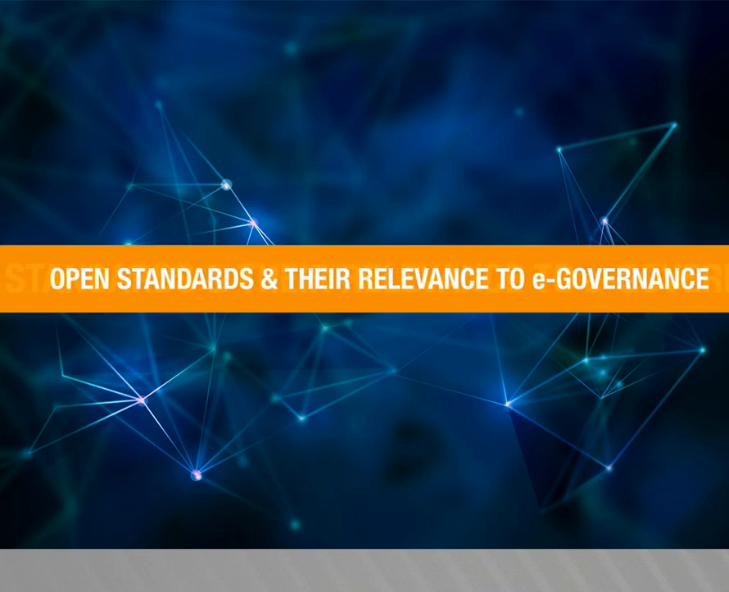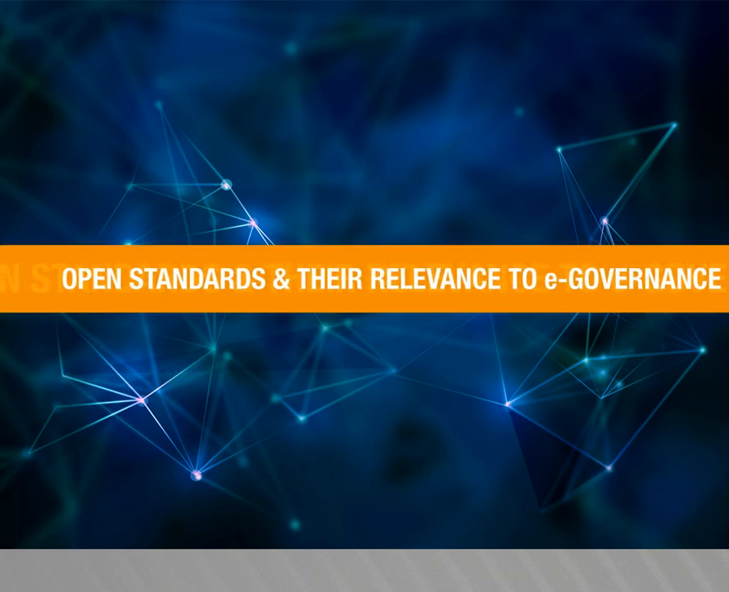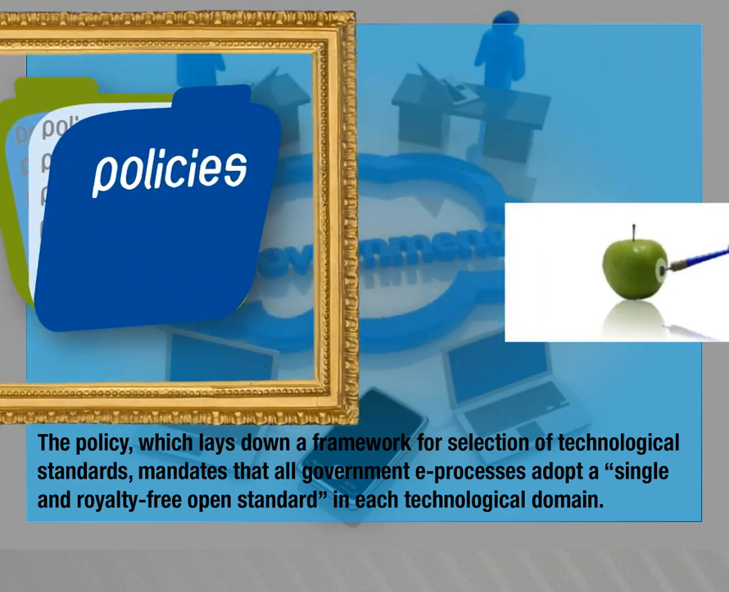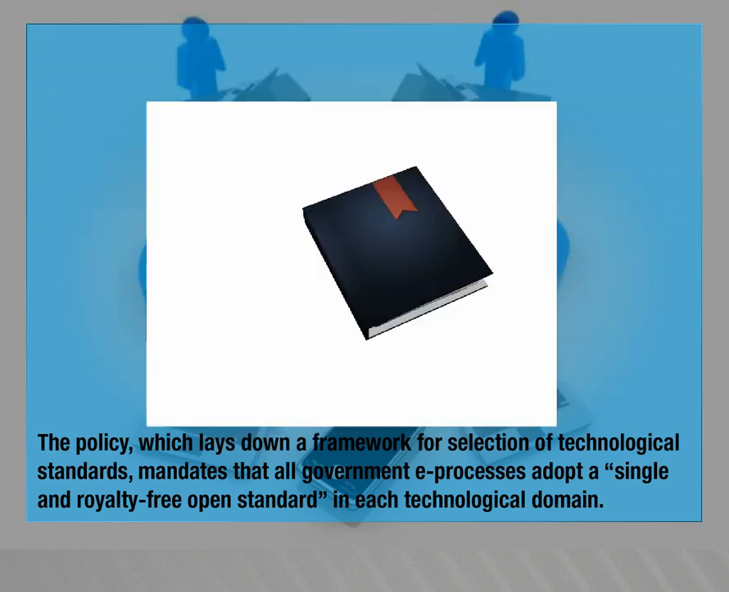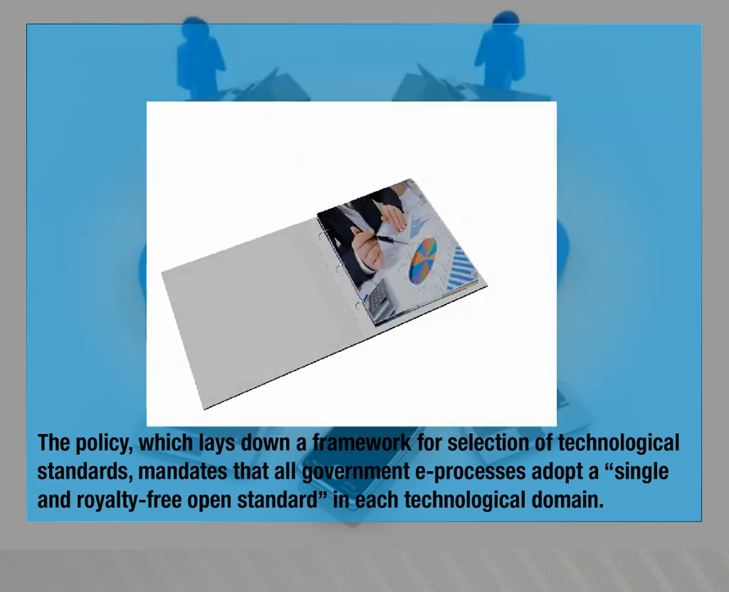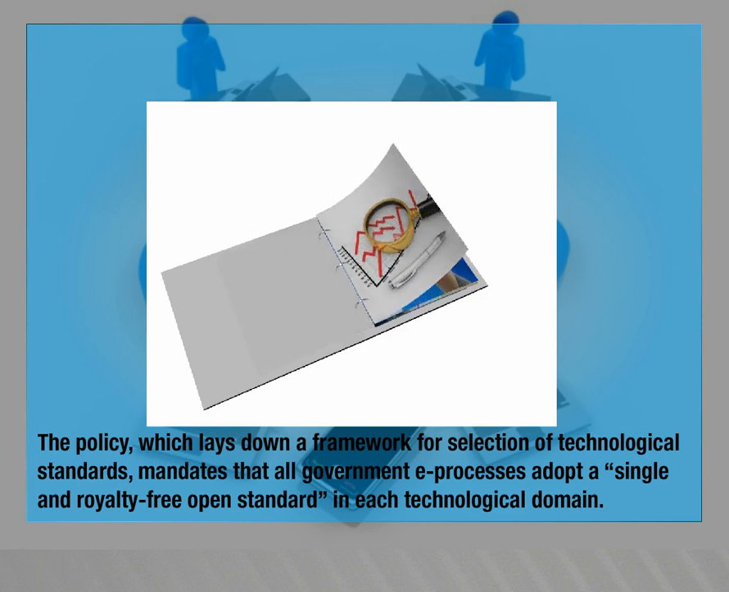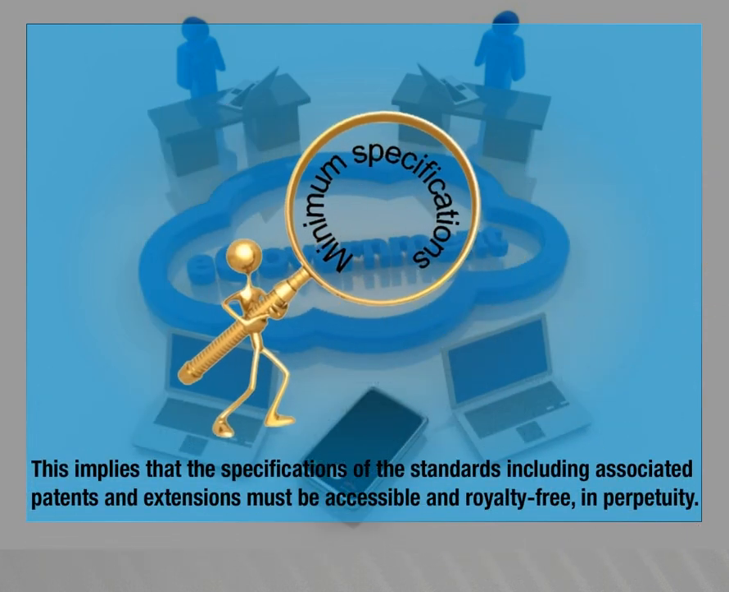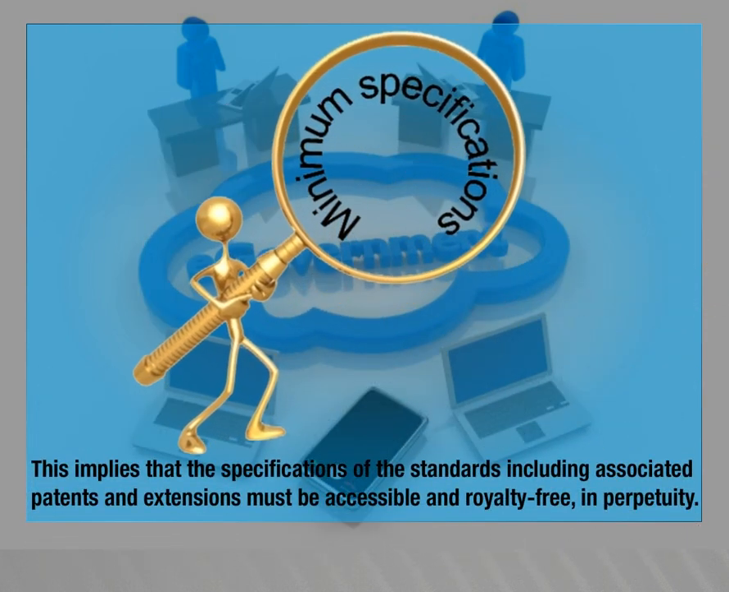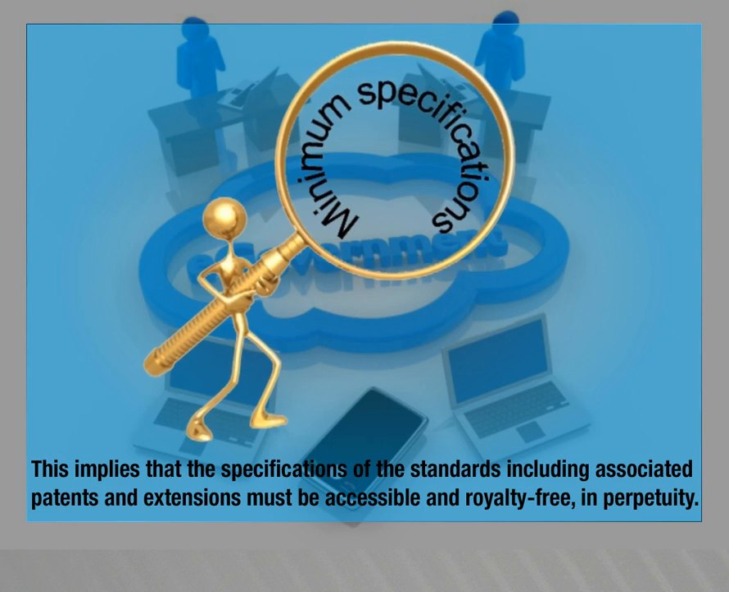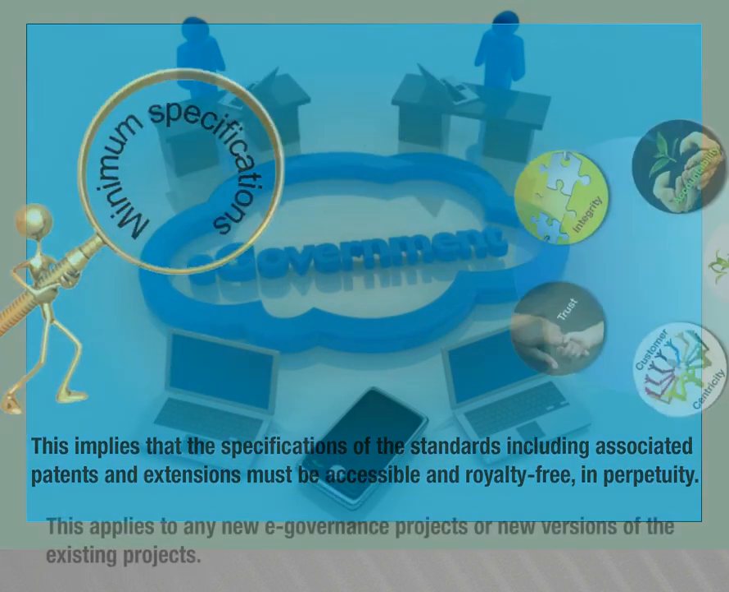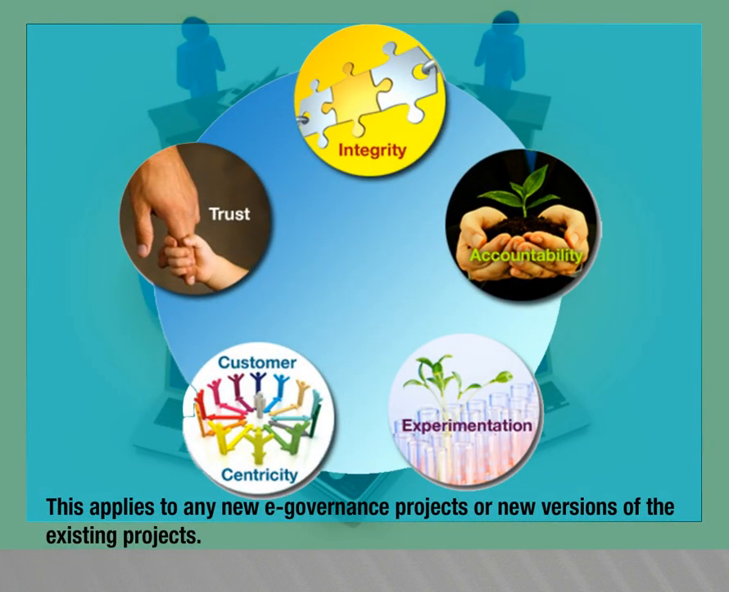Open standards and their relevance to e-governance. The policy, which lays down a framework for selection of technological standards, mandates that all government e-processes adopt a single and royalty-free open standard in each technological domain. This implies that the specifications of the standards, including associated patents and extensions, must be accessible and royalty-free in perpetuity. This applies to any new e-governance projects or new versions of the existing projects.